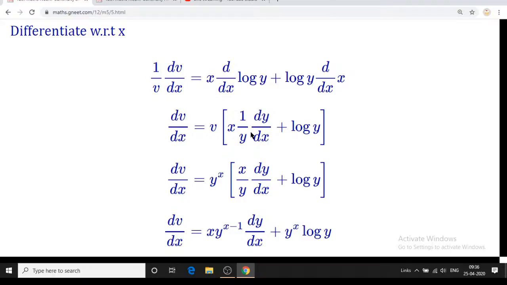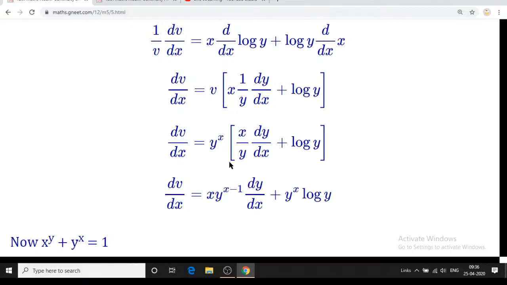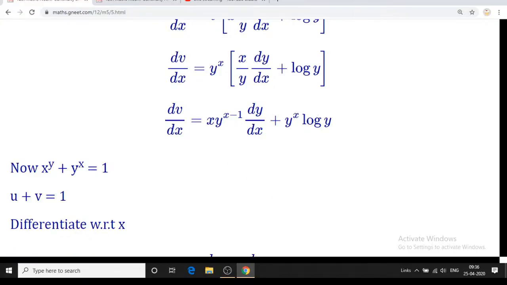The mistake where you made is this, log of bracket is 1 upon bracket, so you write that, but dy by dx you forget to write, and then you will not get the answer. Plus log y, derivative of x is 1. We have replaced the v as y raised to x upon y dy by dx plus log y. X, the power will get subtracted, so x y raised to x minus 1 dy by dx plus y raised to x log y. Up to here we haven't done much simplification.